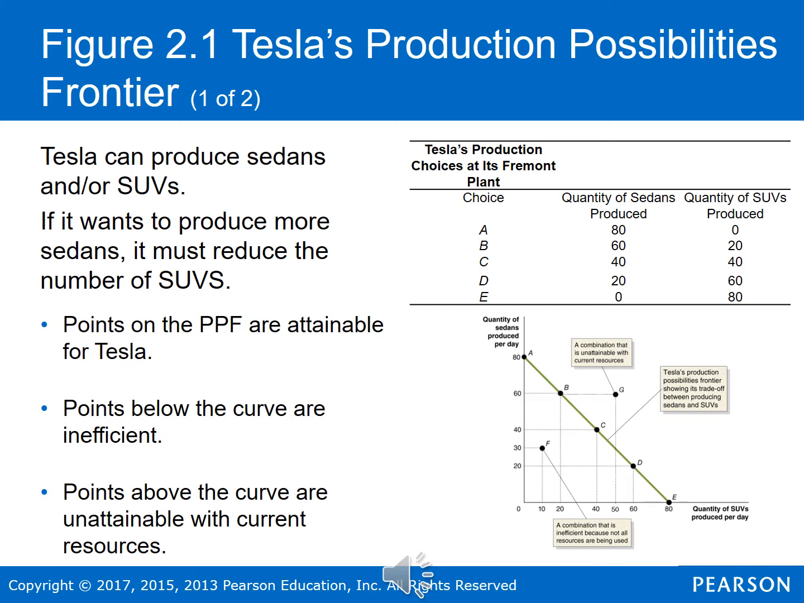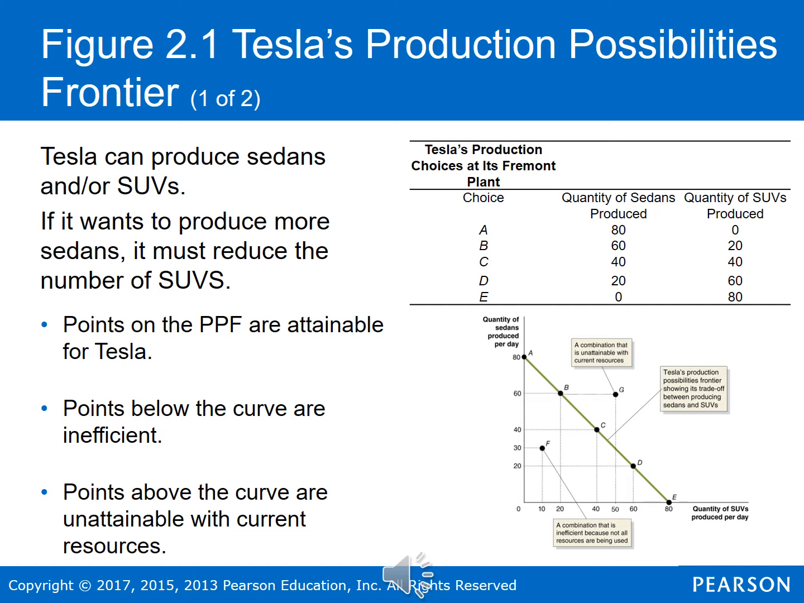So the figure at the top on the right shows 5 different points. At point A, Tesla can make 80 sedans, but they can make 0 SUVs. At point B, they can make 60 sedans, so they're making 20 fewer sedans, and they can use those resources to make 20 SUVs. At point C, they'll make 40 sedans and 40 SUVs. At point D, 20 sedans and 60 SUVs. And finally, at point E, they won't make any sedans, but they'll make 80 SUVs.